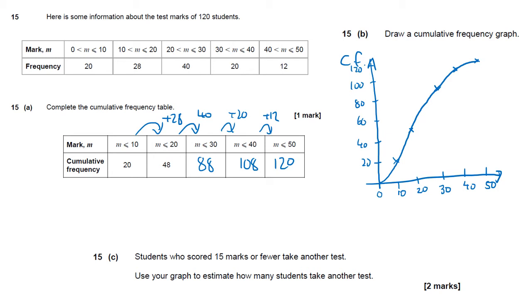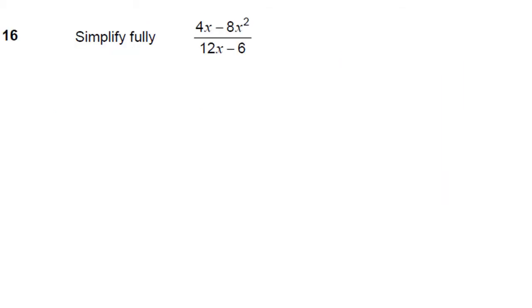So use your graph to estimate how many students will take another test. So we're told that if they score 15 marks or fewer, they'll have to take another test. So let's go from the number of marks. Should have labeled that axis as well, marks. So go from 15, go along, and if this was drawn more accurately, we may get an answer somewhere around 30, 35. Okay. So that's the graph done.